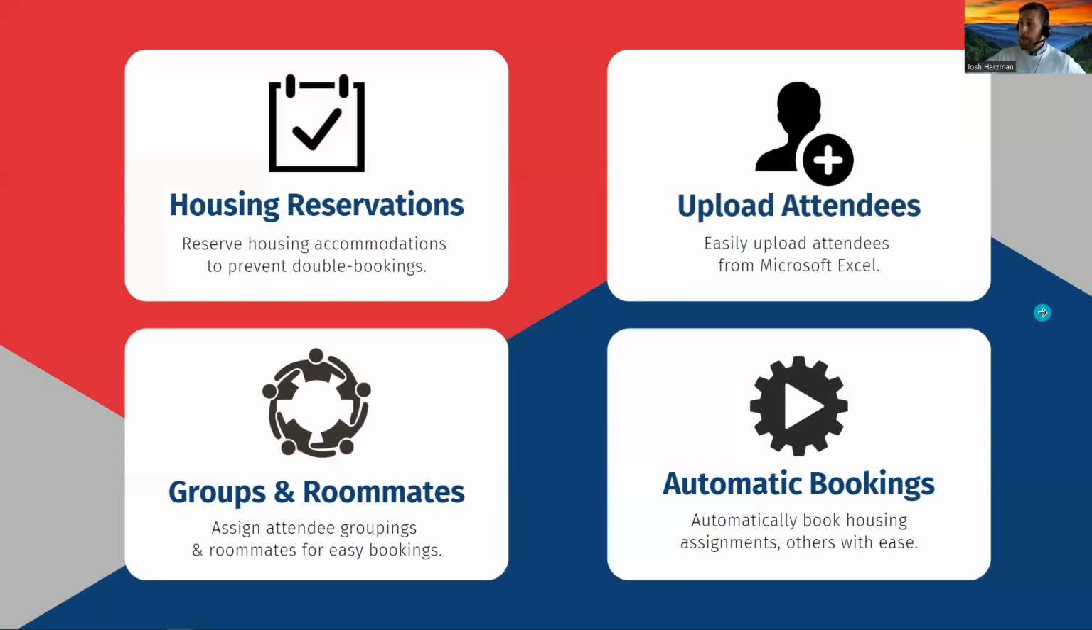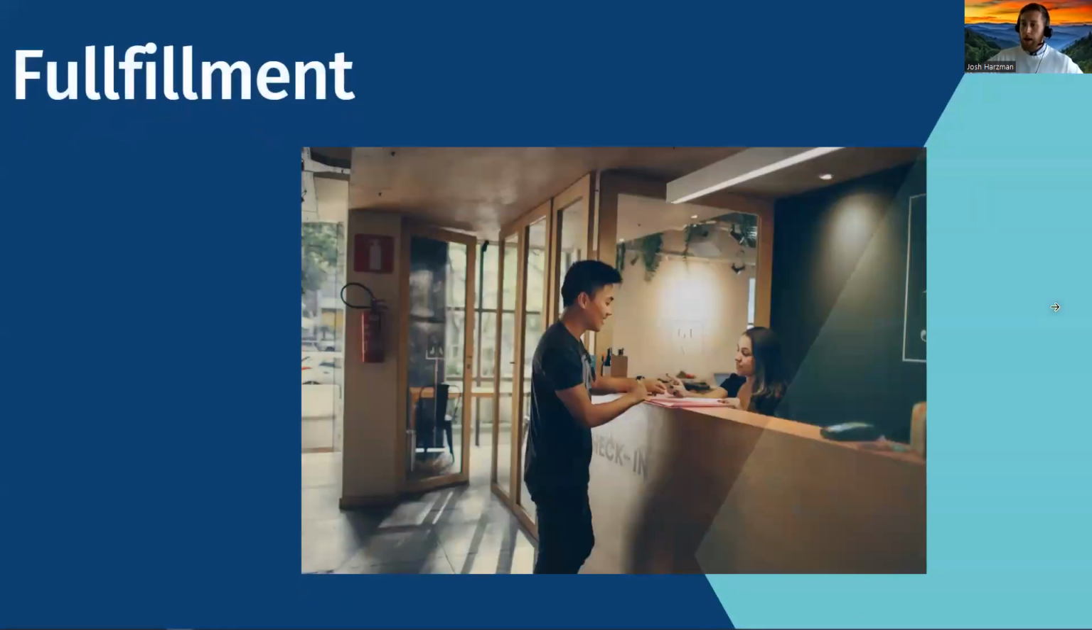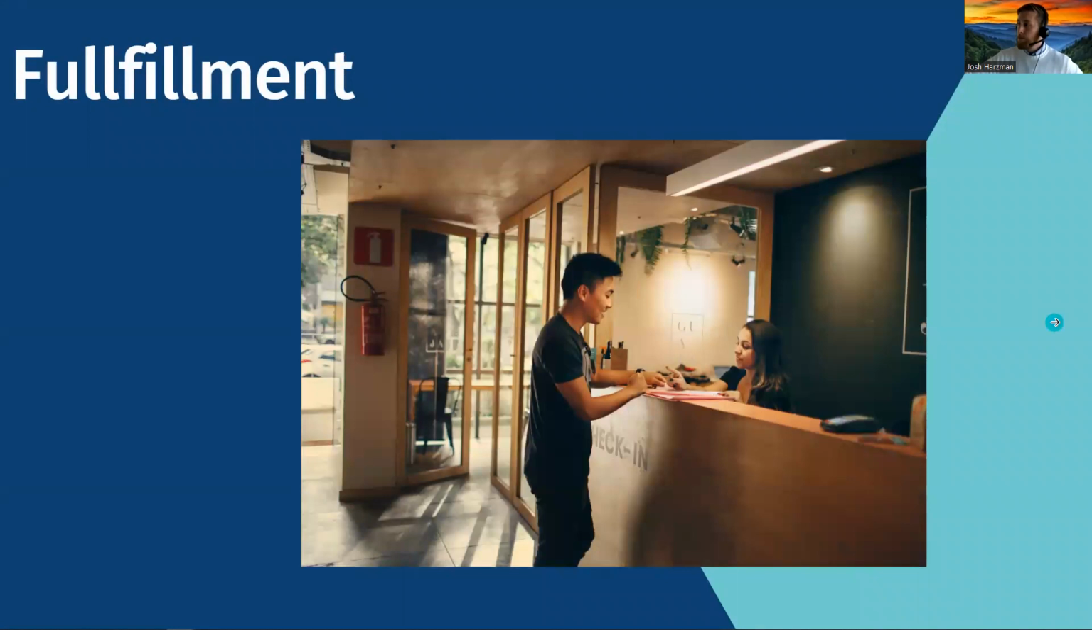At the resource allocation stage, you also upload attendees and group them based on the housing requirement groups that we just typed out, as well as create roommate groupings if you want. And by doing that work, you can very easily make your booking process automatic. We'll move to the Mercury site in just a minute.